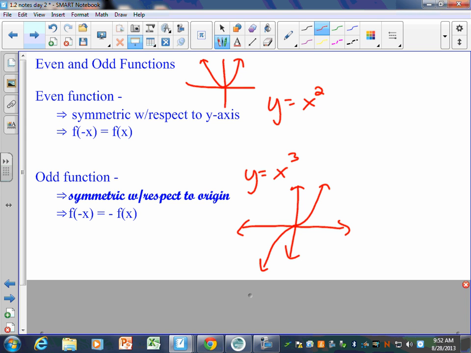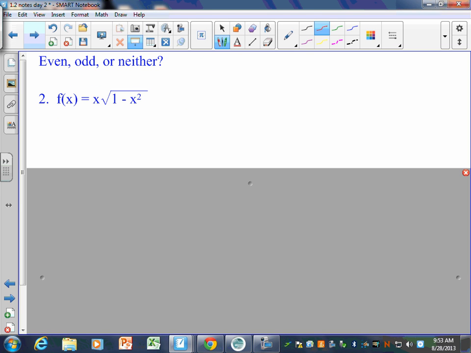So part of your homework today is going to say, is it even, odd, or neither? Because sometimes it's not going to be either one because there's something weird going on. So let's practice a couple of those. I went backwards on my examples on this one because I feel like this is the hardest of the examples, and then we'll do the easier one.